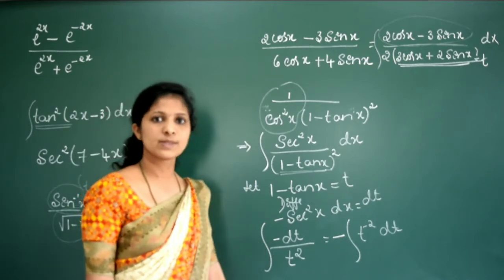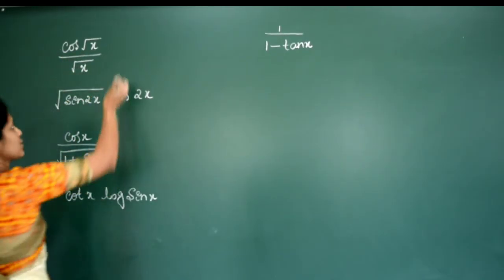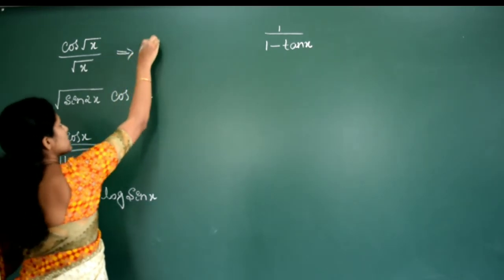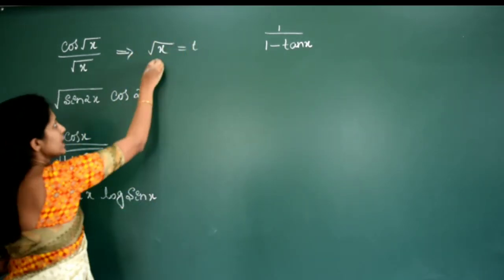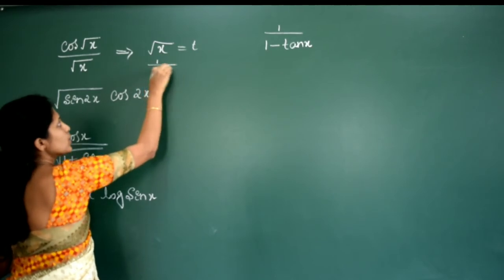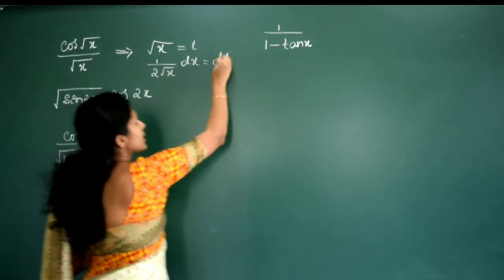Complete all the problems. Problem: cos of root x divided by root x. This substitution you have to give. Simple it is. You give the substitution for root x is equal to t. So that we will get 1 by 2 root x into dx is equal to dt.